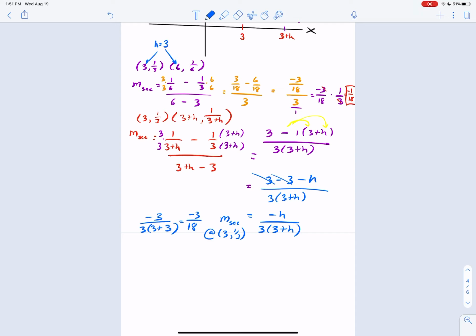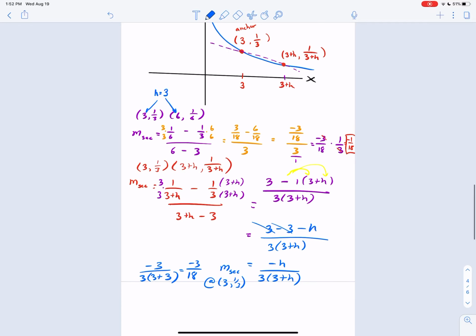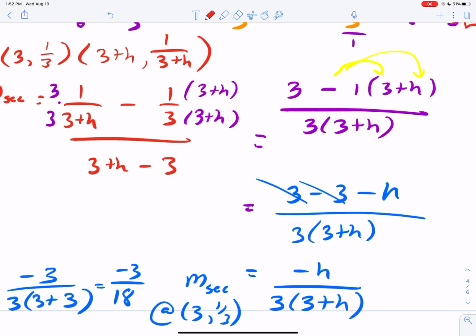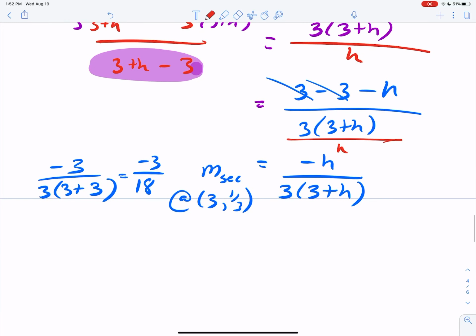What am I missing here, you guys? Oh, okay. I'm sorry. Silly rabbit. Okay, right here. I totally forgot. Down below, I totally neglected this. 3 minus 3, okay, goes away, and you're just left with an h. I forgot to bring that over. Come on, Mr. Lee.